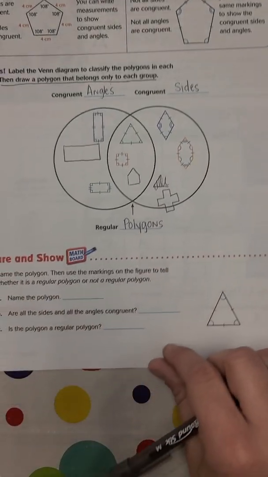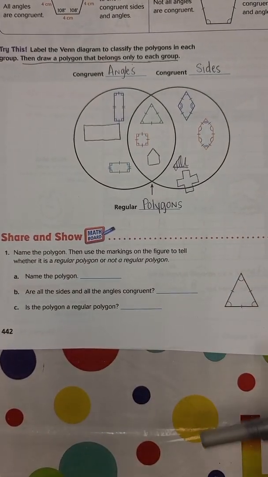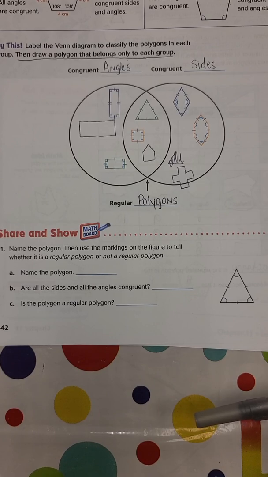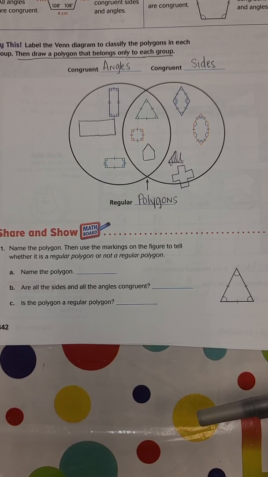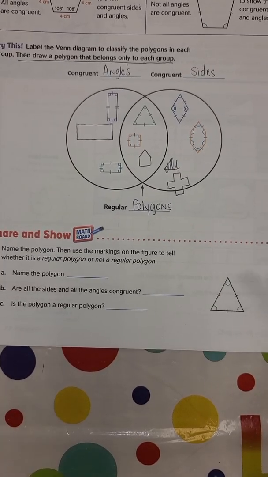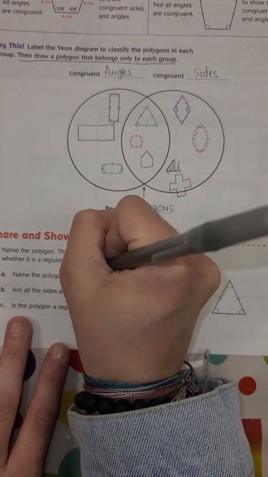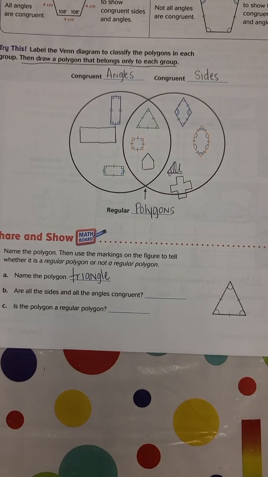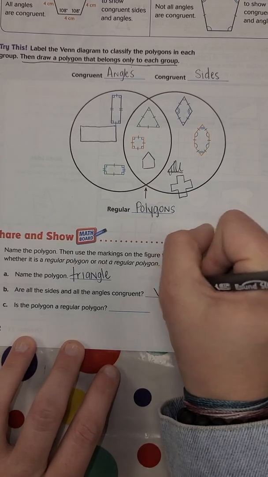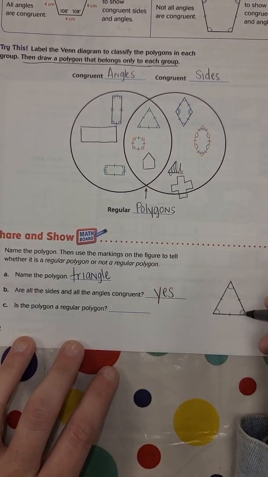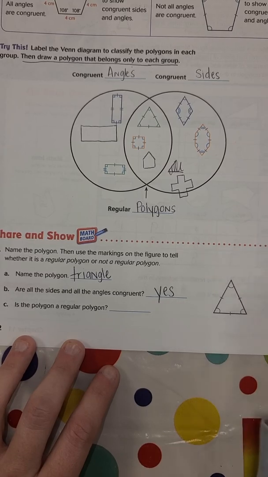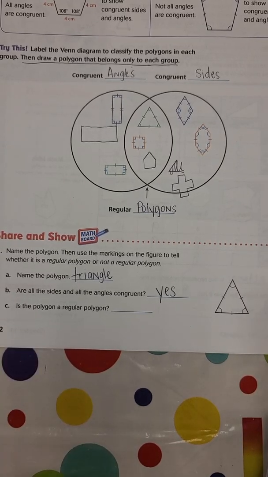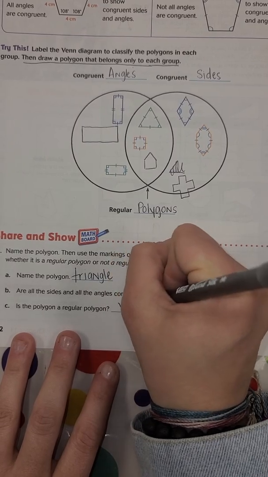All right. The bottom part says name the polygon. Use the markings on the figure to tell whether it is a regular polygon or not a regular polygon. So let's name this polygon. What is this polygon? Hopefully you said triangle. That was not a hard one. All right, so are all the sides and angles congruent? We could say yes, because we see all of the angles are congruent and all of the sides are congruent. So is the polygon a regular polygon? We would say yes.